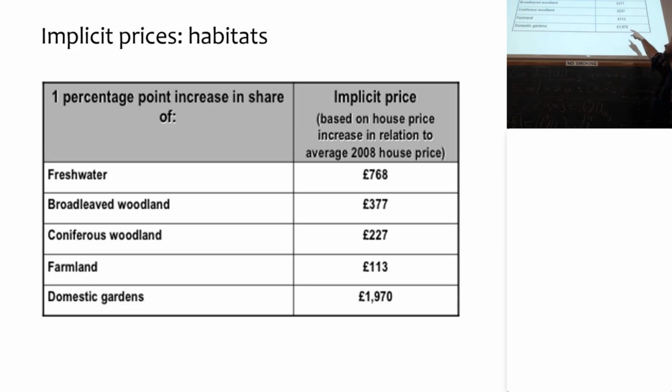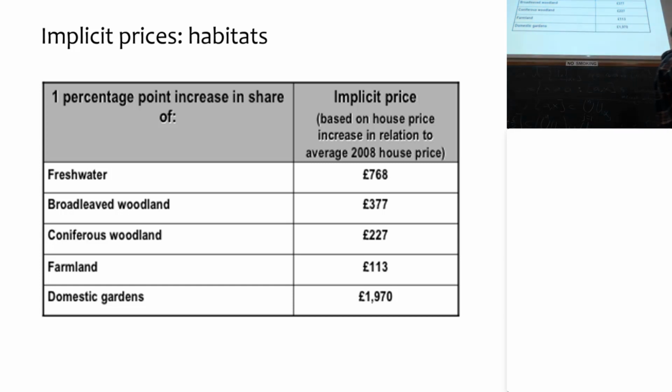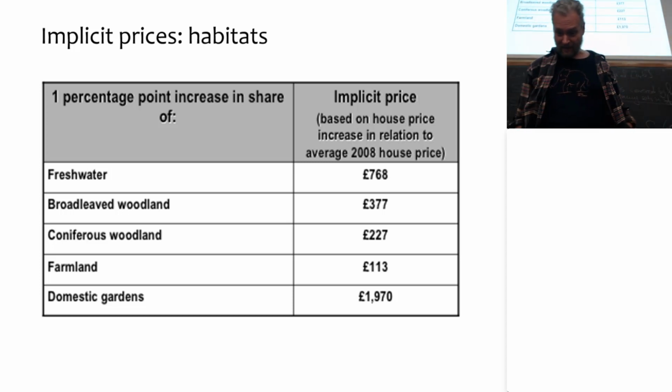Also, intriguingly, domestic gardens, people like much better than nature, right? That's £2,000 versus £400, right? And that's because there's a lot more color, it's typically better maintained, and so on and so forth. People also like living near water, no surprises there.